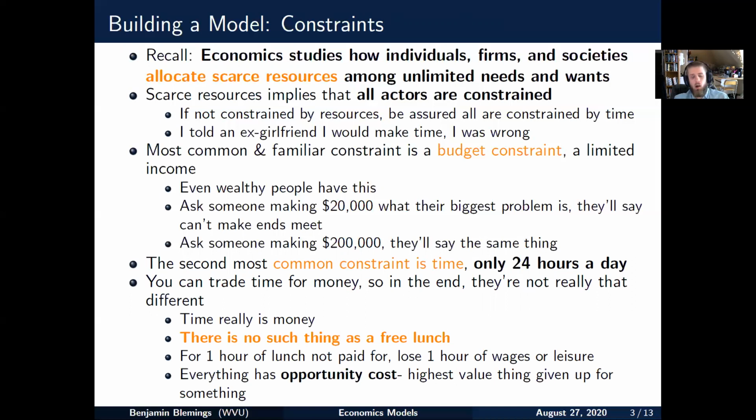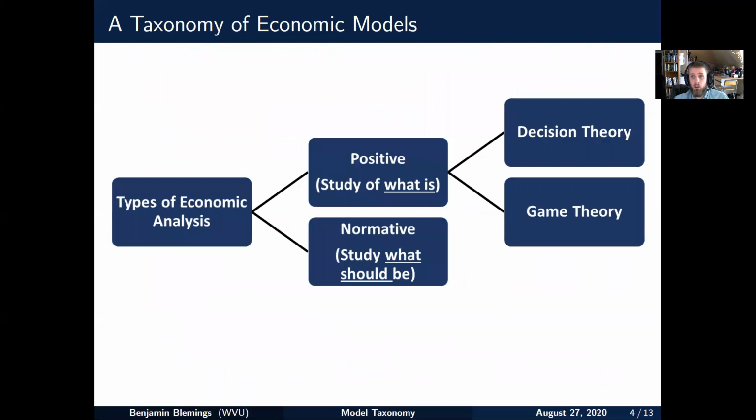The second most common constraint is time. So there's only 24 hours in a day. And you probably know by now that you can trade time for money. So in the end, they're really not that different. Time really is money. There really is no such thing as a free lunch. So that's kind of a corollary, interestingly. For 1 hour of lunch not paid for, you do give up an hour of wages or leisure to the next most valuable thing that you'd be doing. And that's an example of opportunity cost. So everything has opportunity cost. It's the highest value thing that you give up to obtain a good or service or do something.